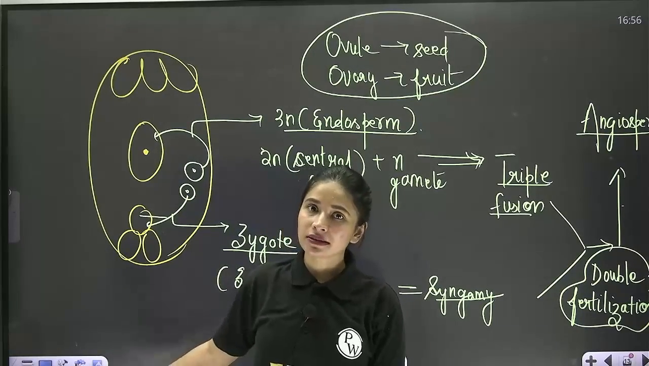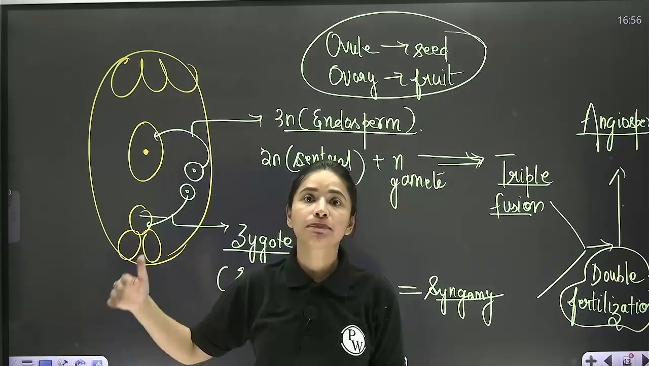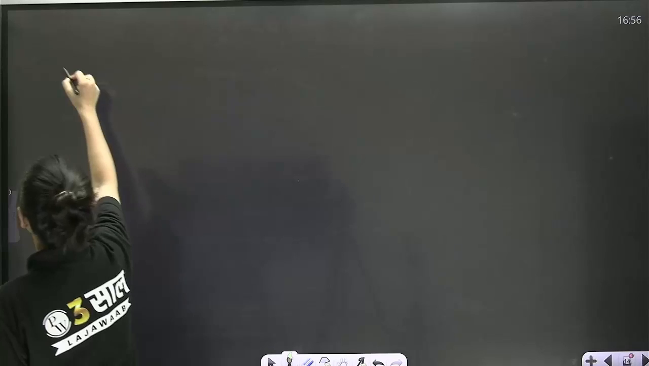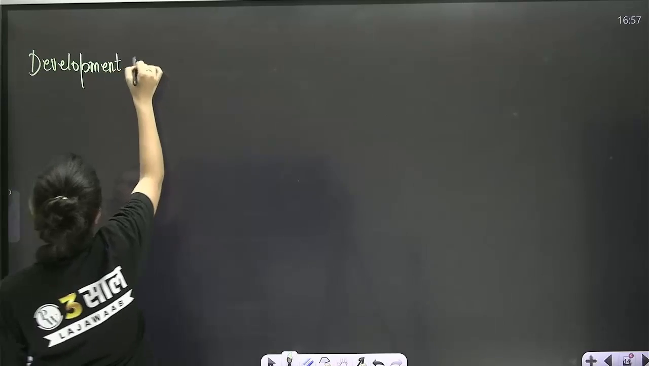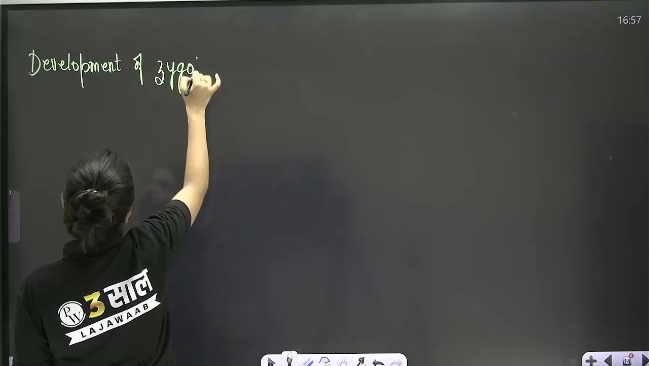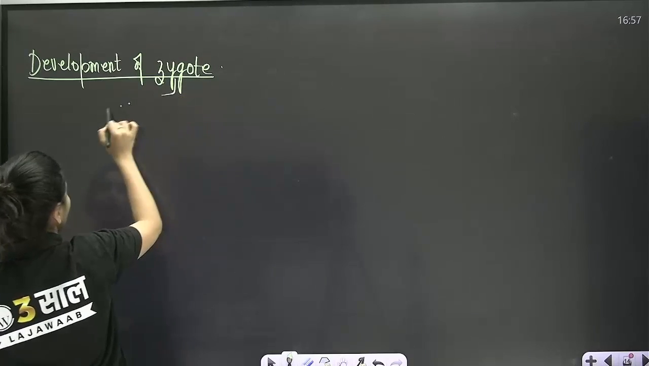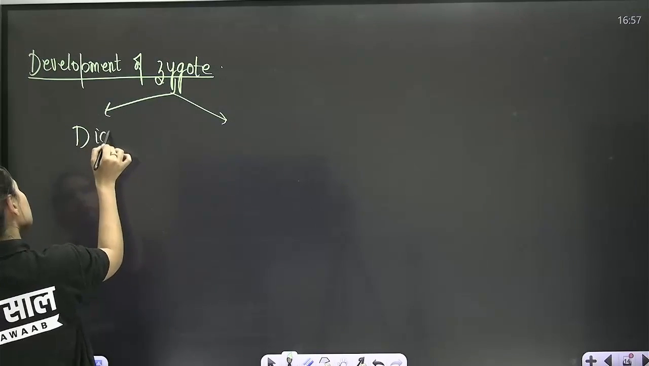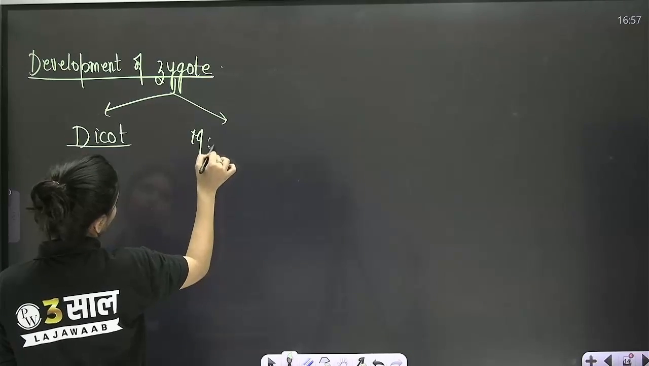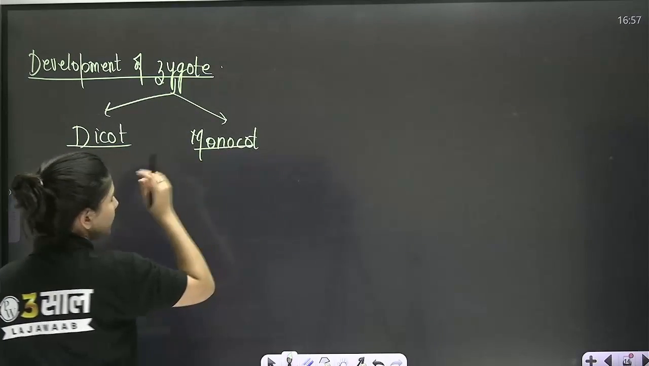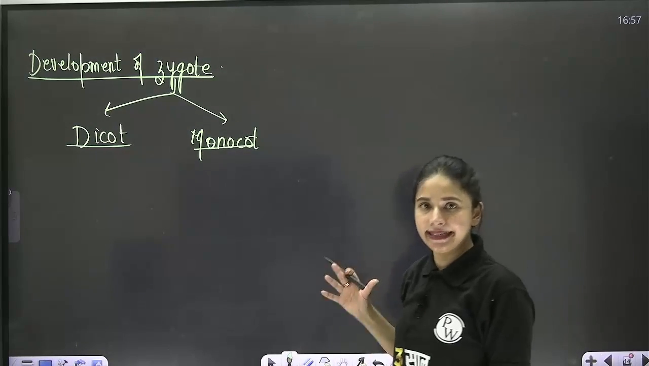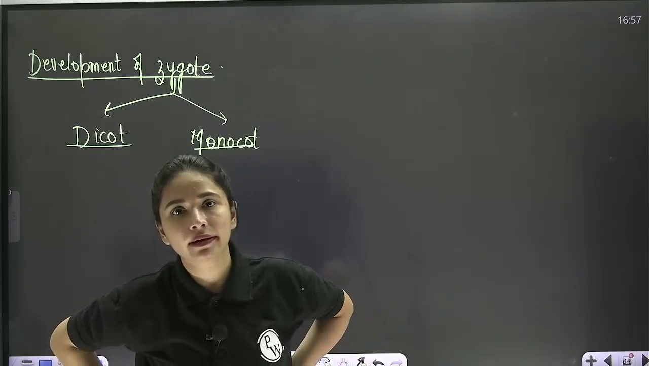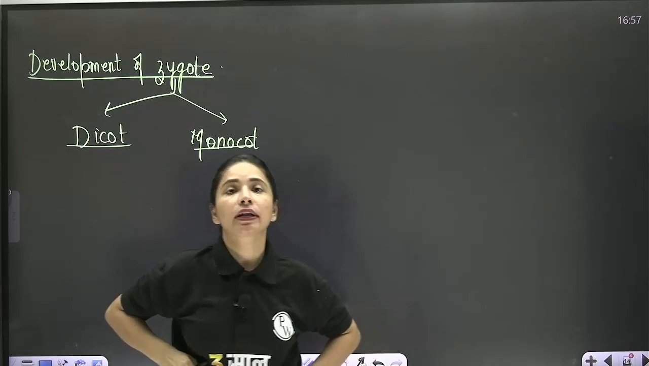Okay. Now, once the fusion is done, what is the post-fertilization event? It comprises first the development of the zygote, right? So now what is going to happen? Development of the zygote takes place. Now there are two types of angiosperms, dicots and monocots, and in both groups the development is slightly different.